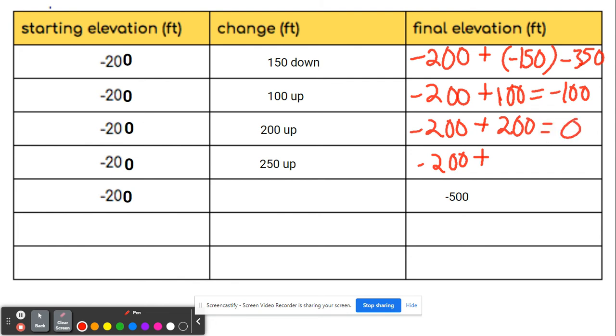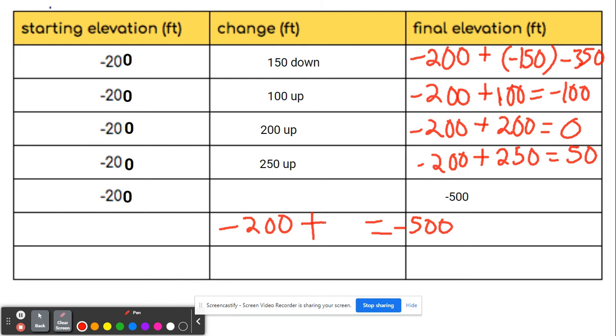And the fourth one, I'm starting with negative 200. I'm going up 250. So once again, if I'm going up, it's getting bigger. It's going to be a positive number. So negative 200 plus 250 gives me 50. Now let's look at this last one. Once again, it gives us our starting number of negative 200. It gives us our final elevation of negative 500. We're missing our change. We're missing what number is going to go in that gap.